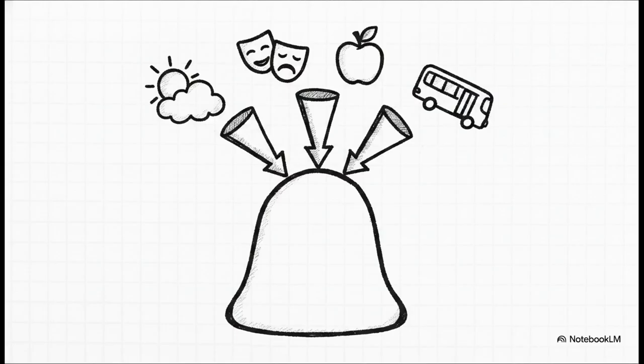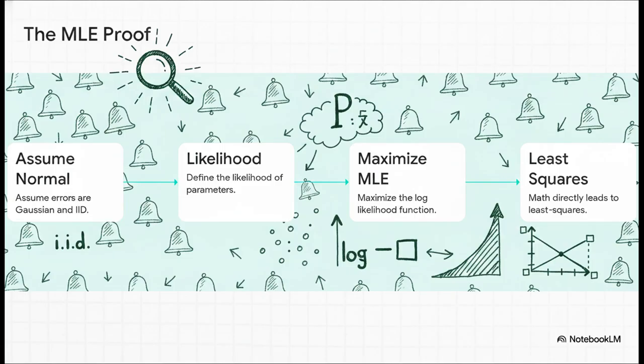Because there are so many of these uncorrelated random noise factors adding up in the real world, the central limit theorem from statistics tells us that we can safely assume these overall error terms follow a Gaussian or normal bell curve distribution. And here is where the absolute magic happens, the crucial twist. If we assume our errors are Gaussian and independently and identically distributed, we can ask a new question. What are the parameters that make our specific data set the most highly probable to have occurred?